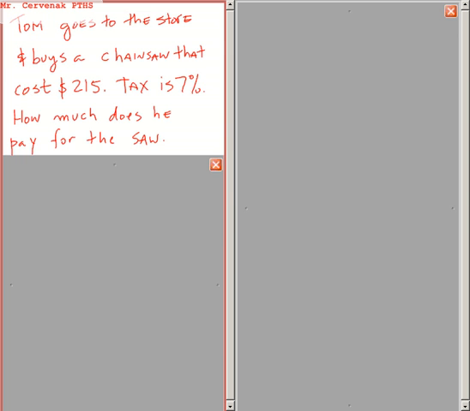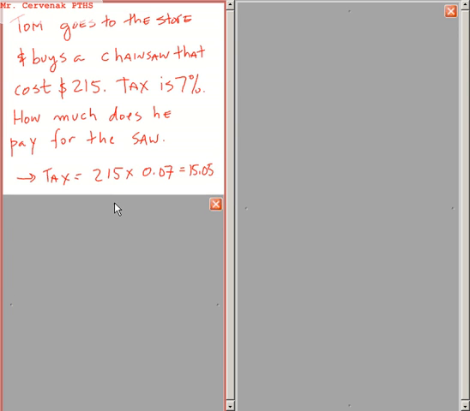Next, let's look at a couple application problems involving percents. First one, Tom goes to the store and buys a chainsaw that costs $215. Tax is 7%. How much does he pay for the saw? Step number 1, we're going to use our shortcut method to find the amount of sales tax. What number is 7% of 215?